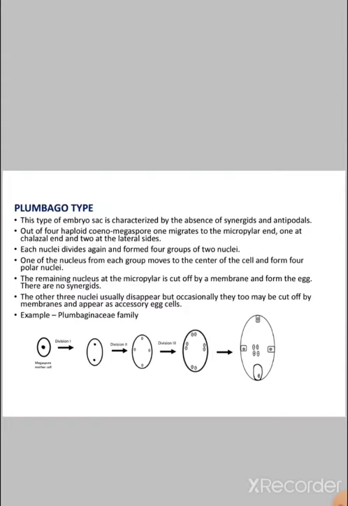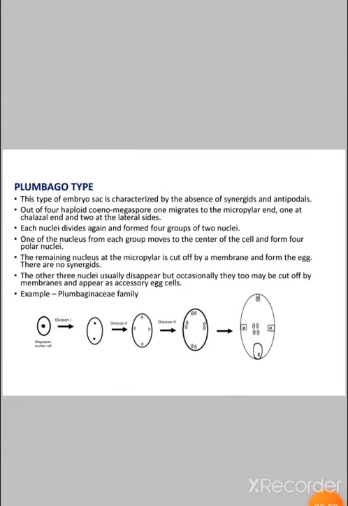Second is the Plumbago type. This type of embryo sac is characterized by the absence of synergids and antipodals. This is a very important character. Out of the 4 haploid nuclei of the coenomegaspore, 1 migrates to the micropylar end, 1 to the chalazal end and 2 to the lateral sides.